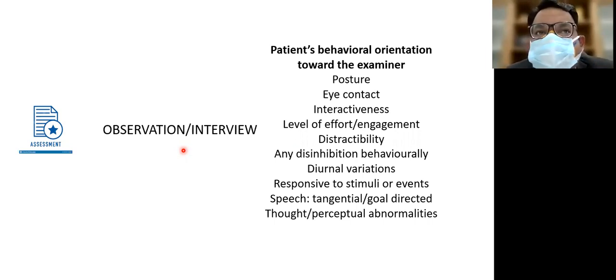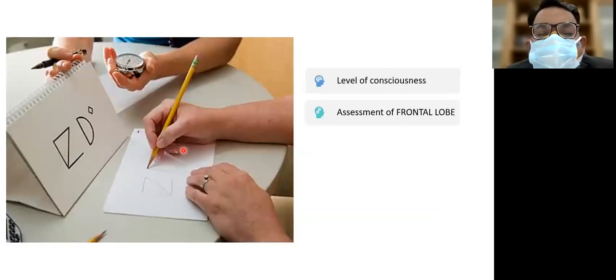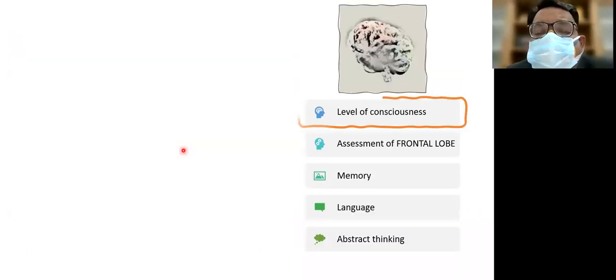Is the patient very distractible, with inattentive behavior? Is there any disinhibition, which points towards orbitofrontal cortex dysfunction? Any diurnal variations, which can point towards delirious phenomena? Then responsiveness to stimuli or events, whether speech is tangential, with interpolations, or goal directed, and most importantly, thought and perceptual abnormalities.